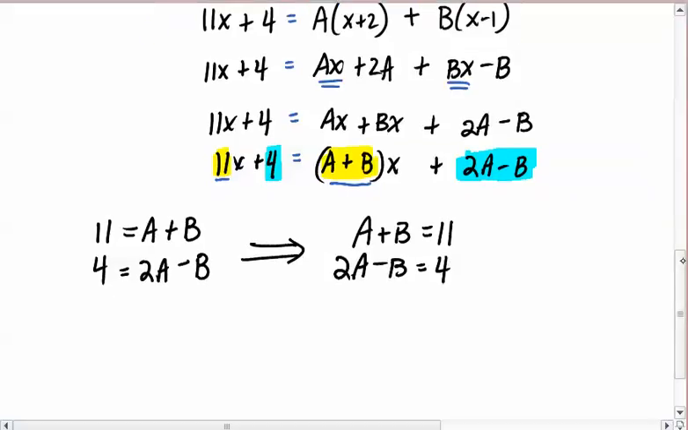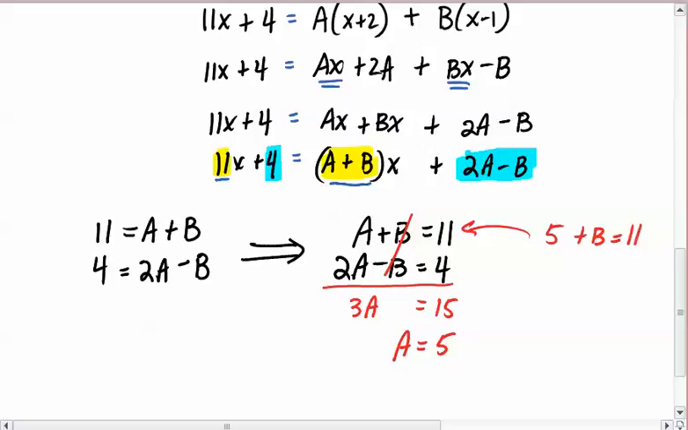Now, do you know what to do? Of course you do. This is a system of equations, and we're going to go ahead and use elimination because it's already set up very nicely. So I have 3a is equal to 15. I get a is equal to 5. Let's put it back in this top one here. If a is 5 plus b is 11, then b is 6.